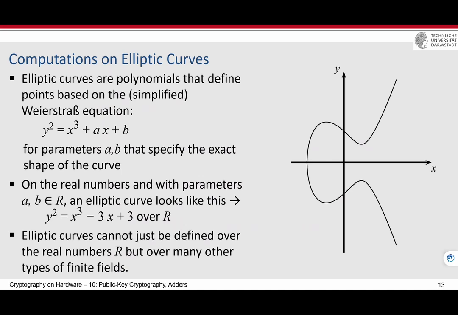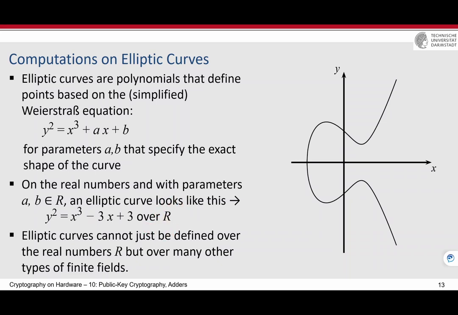For the computation on elliptic curves, I need to explain that elliptic curves are polynomials that define points based on this simplified equation: y squared equals x cubed plus a x plus b, where the parameters a and b define the shape. If you change a and b, the shape changes. Here, over the real numbers, you have y squared equals x cubed minus 3x plus 3.